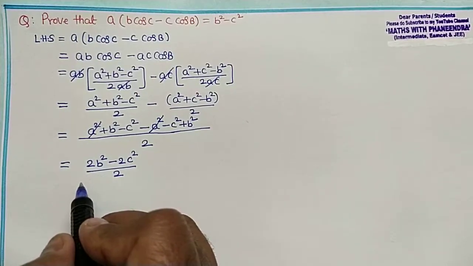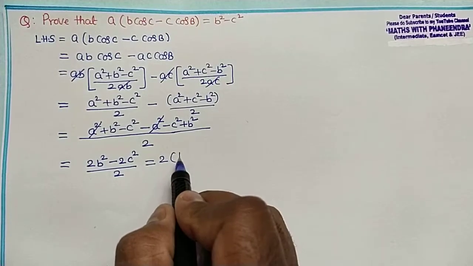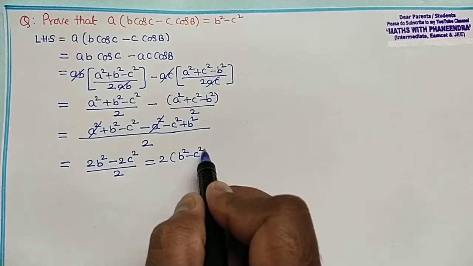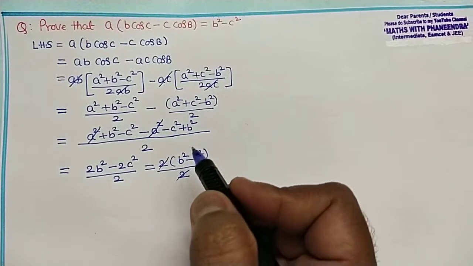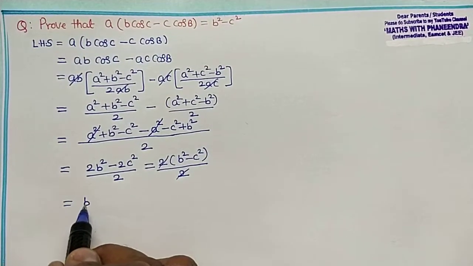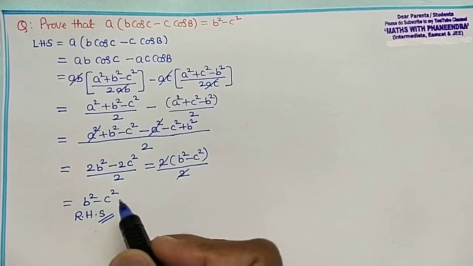Take out common 2, take common from the numerator. 2 into B square minus C square divided by 2. Now 2 get cancelled, which is equal to B square minus C square, which is our required RHS. Hence the result.